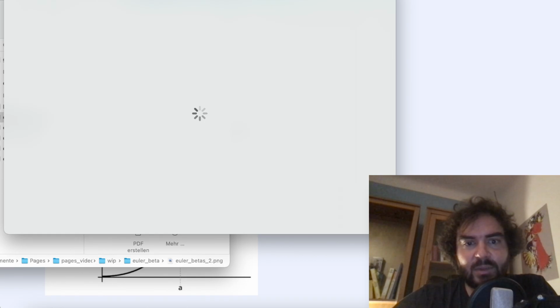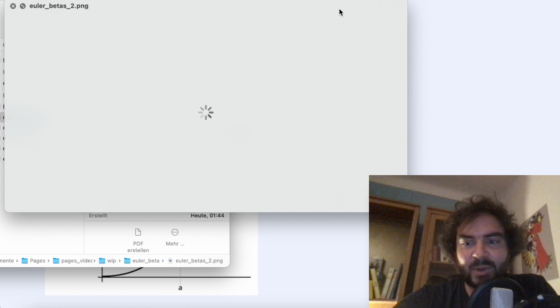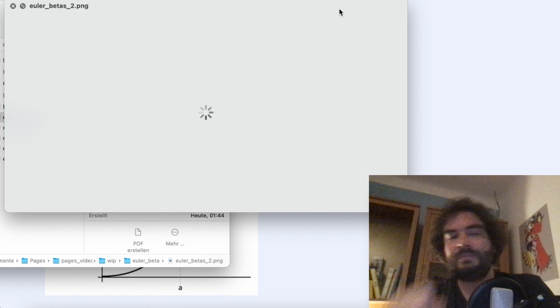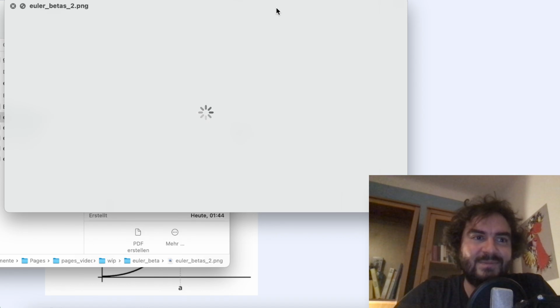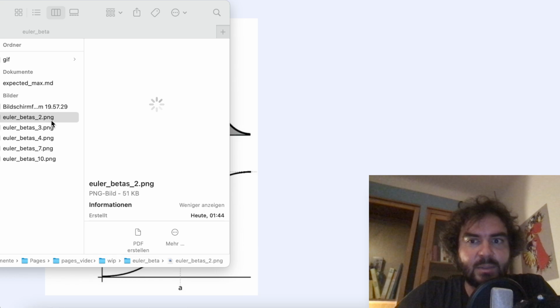Jesus Christ! Not even my PNGs are loading. This is embarrassing. Come on. Okay, maybe I actually double click and then don't use the preview. That's a book. That's something else also. Come on.